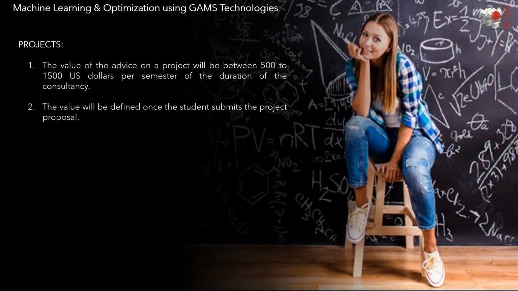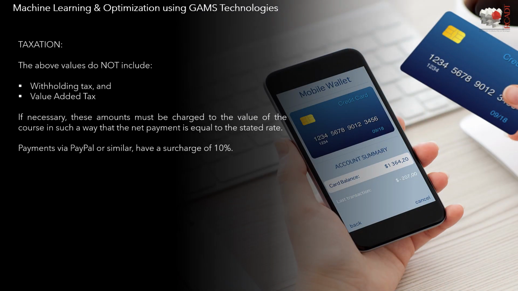If a student is interested in receiving direct advice from R-CADT, the following conditions apply to projects. The value of the advice on a project will be between $500 and $1,500 per semester of the duration of the consultancy. The value will be defined once the student submits the project proposal. Taxation. The above values do not include withholding tax and value-added tax. If necessary, these amounts must be charged to the value of the course in such a way that the net payment is equal to the stated rate. Payments via PayPal or similar have a surcharge of 10%.